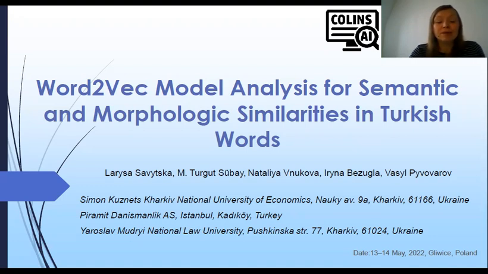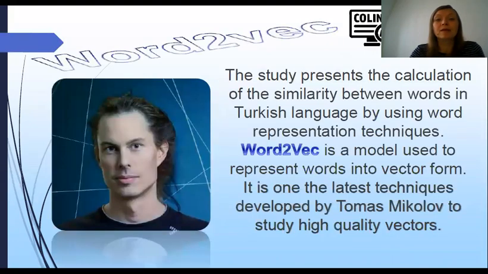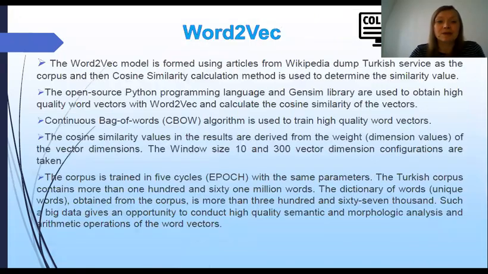In today's presentation, I'm going to speak about Word2Vec model analysis for semantic and morphologic similarities in Turkish words. The study presents the calculation of the similarity between words in the Turkish language by using representation techniques. Word2Vec is a model used to represent words in vector form. It is one of the latest techniques developed by Tomas Mikolov to study high-quality vectors.